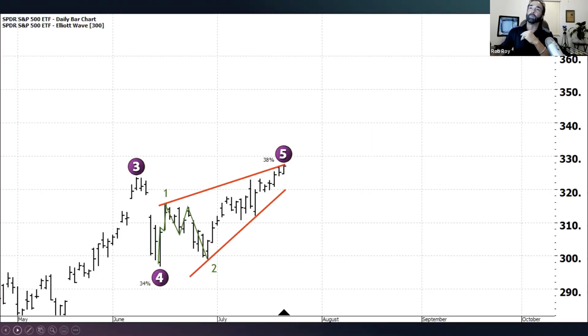But the similarities are there are 5 waves. The differences are there are no mono waves. Everything is complex. Every single wave is complex. Now, when you take a look at this, there are 2 types of diagonals, leading and ending. And you're looking at this, okay, wave 5 went to 38%. That's where we ran into some resistance, the fib level. It's the wave 5 in this diagonal pattern.